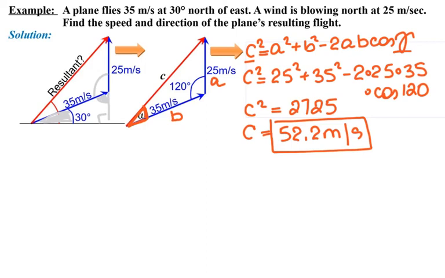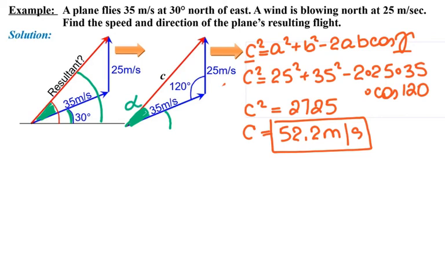Now I have to find the direction of this airplane. If I'm looking for the direction, I'm going to be looking for this angle in green. In order to find that angle, I need to find this little angle right there, which is alpha, right? This angle alpha. And I'm going to add it to 30 degrees that is given. So 30 degrees is given, and that is going to be my direction. So let's find alpha. I can use the law of sine.